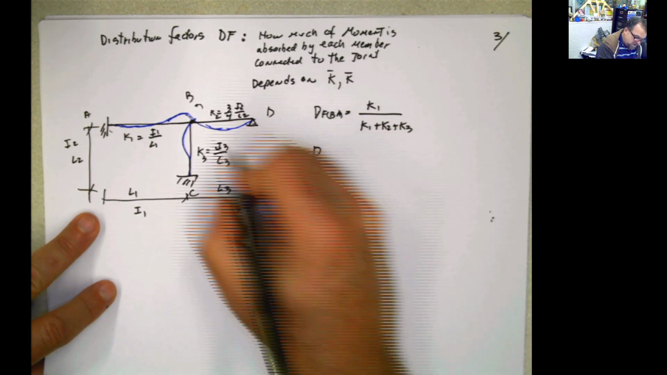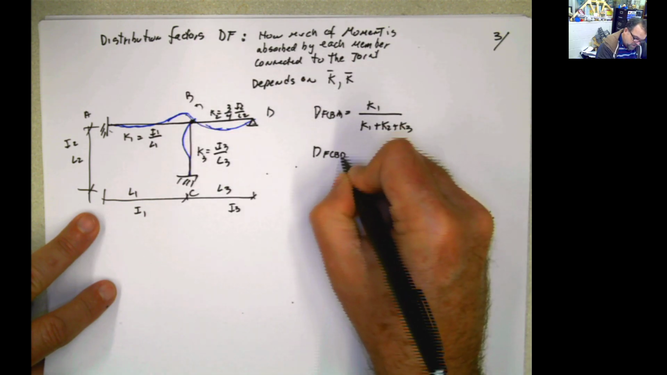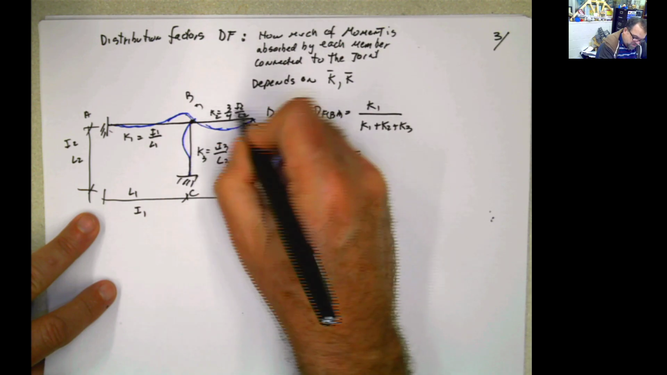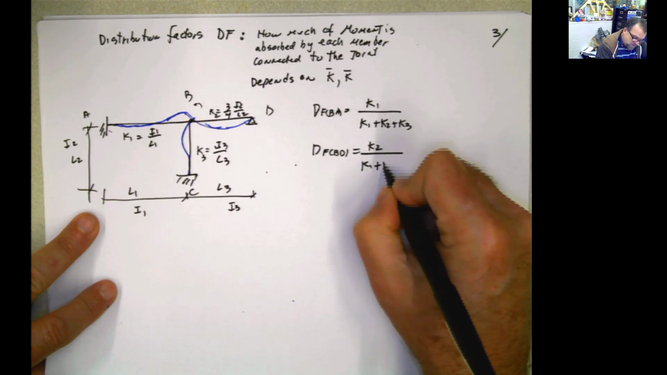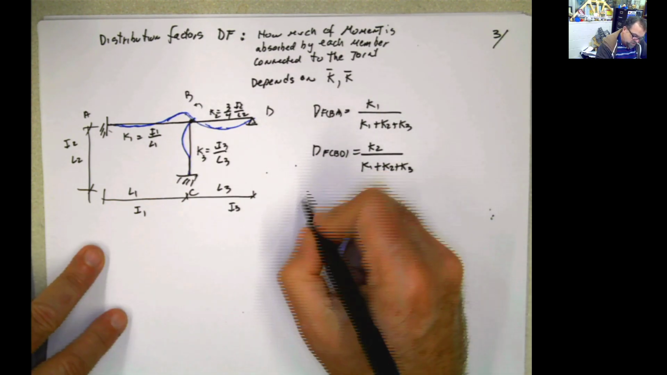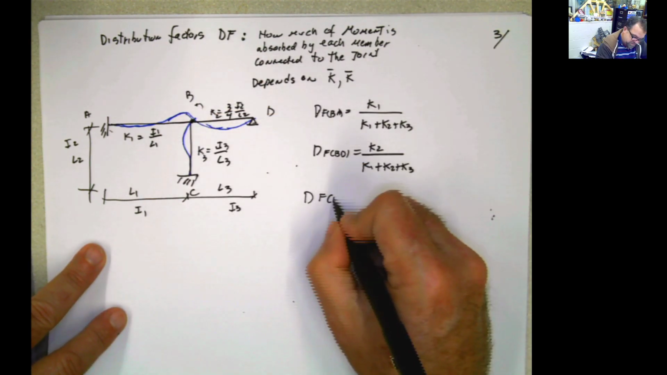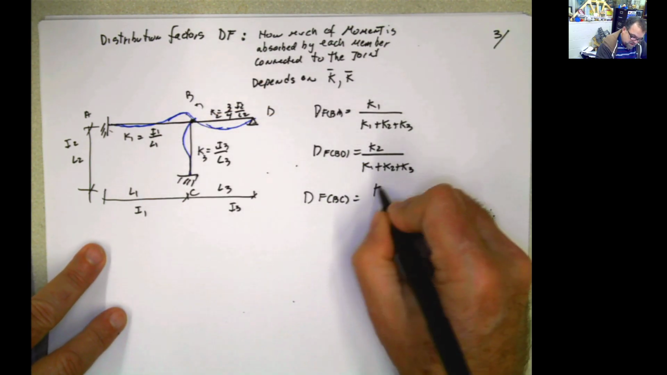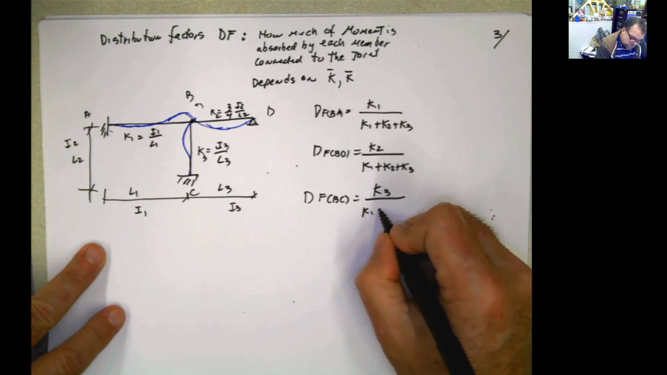The distribution factor of BD is how much stiff is this, what is the value of the stiffness of this if you compare it with the total stiffness of the joint. And the distribution factor of BC is how stiff is the member BC compared with the joint.